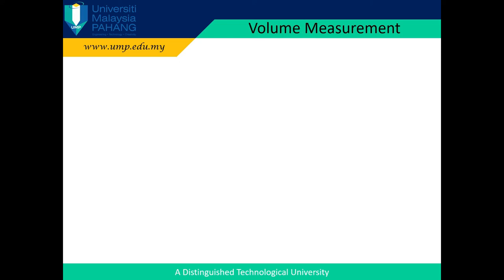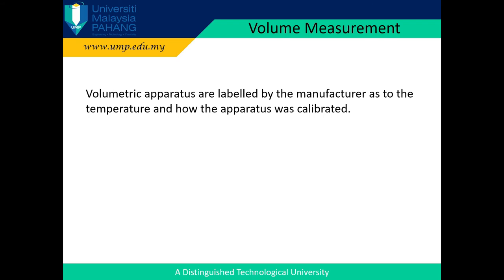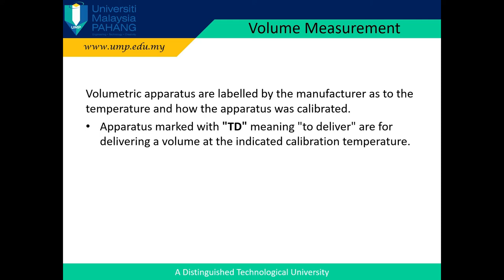Volume measurement. Volumetric apparatus are labeled by the manufacturer as to the temperature and how the apparatus was calibrated. Apparatus marked with TD, meaning to deliver, are for delivering a volume at the indicated calibration temperature.